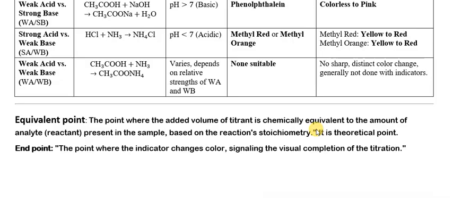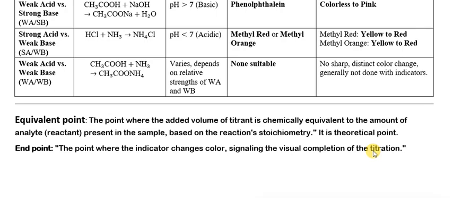This point appears before the end point, but we cannot measure it practically, so it is known as the theoretical point. First the equivalence point appears, then the end point. The end point is the point at which the indicator changes color. It is the signal of visual completion of the titration. We can visualize it. This is the indicator, the signal that tells us to stop the titration.